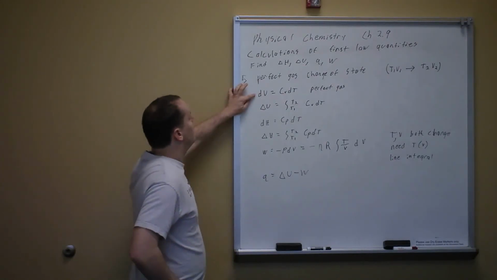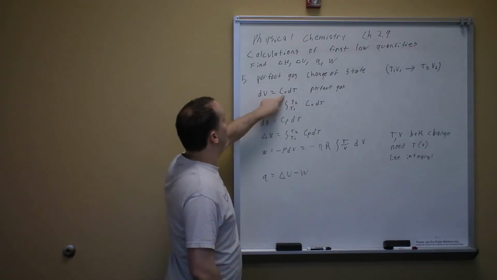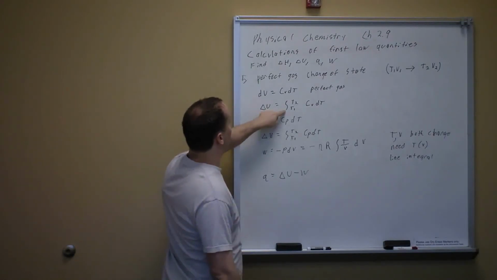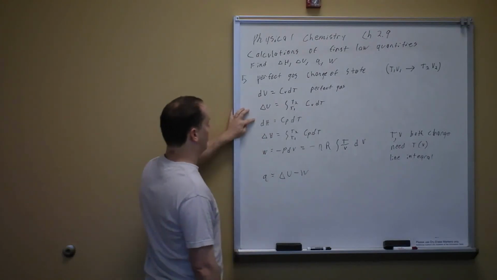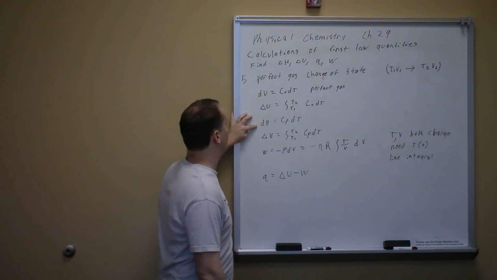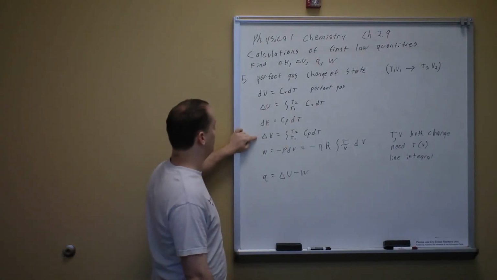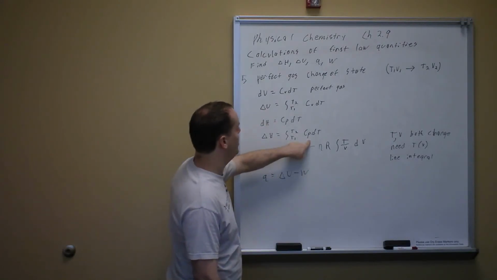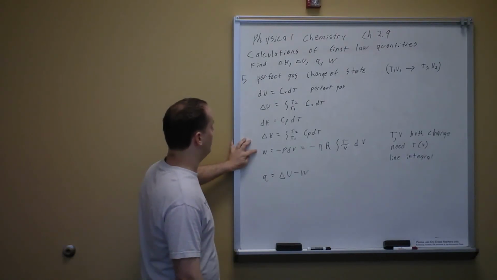Now we know that the differential of internal energy is equal to C constant volume dT. So delta U is just going to be the integral from temperature 1 to temperature 2 of heat capacity with respect to temperature. Likewise, we know that the differential of enthalpy is equal to C at constant pressure dT. So finding delta H is just going to be the integral from temperature 1 to temperature 2 of C_P dT. Now the work we know is defined as minus PdV.